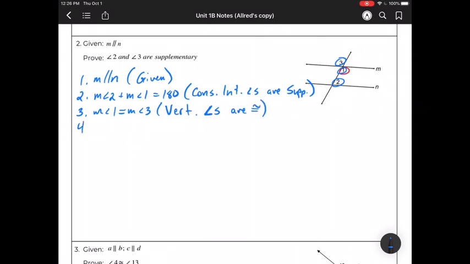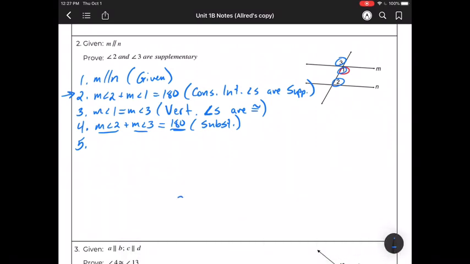So now, just like last time, I can substitute the measure of angle 3 in for the measure of angle 1 into that equation right there. Because we substituted, we get the equation measure of angle 2 plus measure of angle 3 equals 180. So I can say that these two angles are supplementary because that's what supplementary means. They add up to 180.